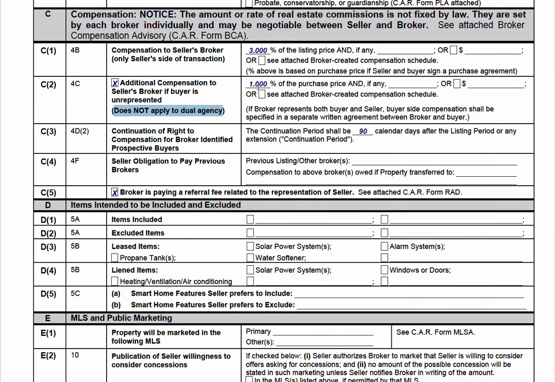You check this box, and this is if the buyer has no representative, not you representing the buyer. Your name cannot be on there to get paid. They must be unrepresented for you to get paid. You can't add your name on there. I've seen this. I've seen every mistake made regarding this.